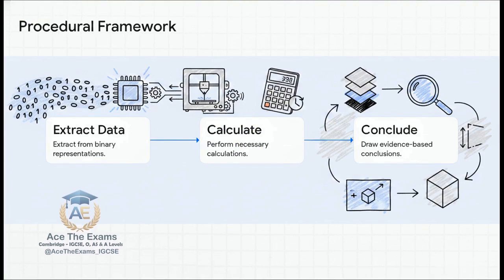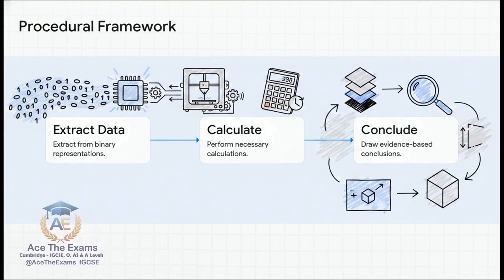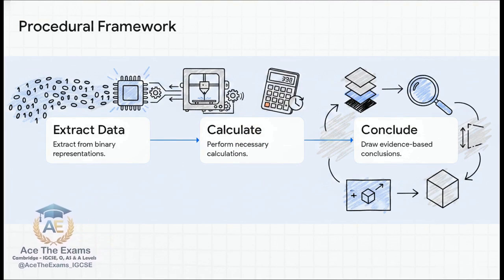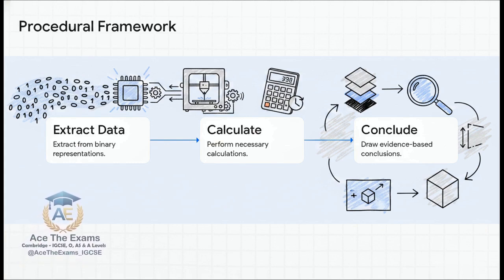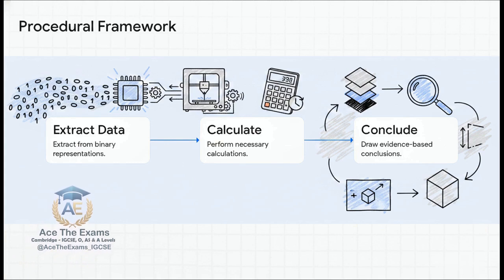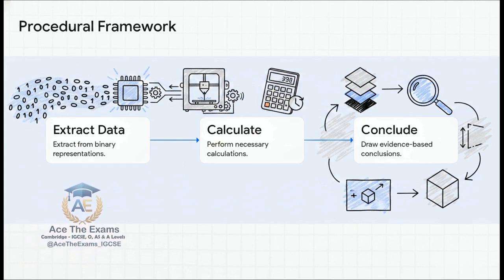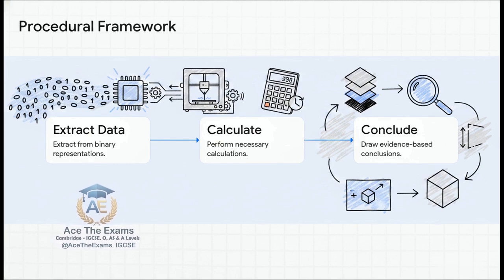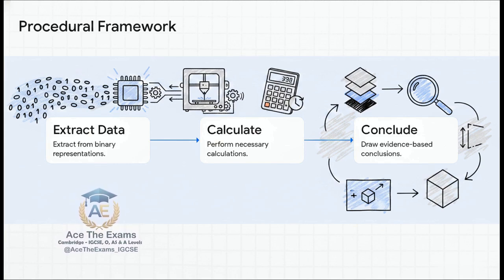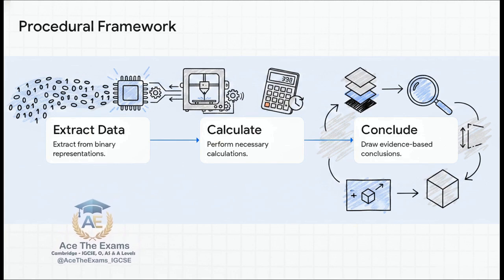The syllabus tells us exactly what data interpretation skills are critical here. It's a three-step dance. Step 1, extract from binary representations. You need to really understand how digital binary instructions are translated into actual physical movements by the 3D printer. Step 2, perform calculations. In an exam context, this could involve calculating the memory required for a 3D model, or maybe the time taken for a print job based on layer thickness and print speed. Step 3, draw evidence-based conclusions.